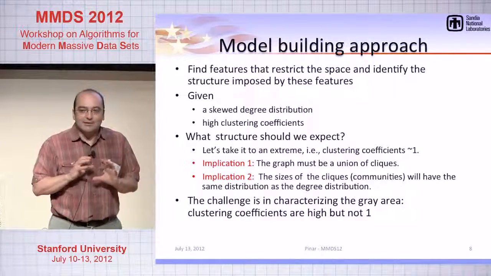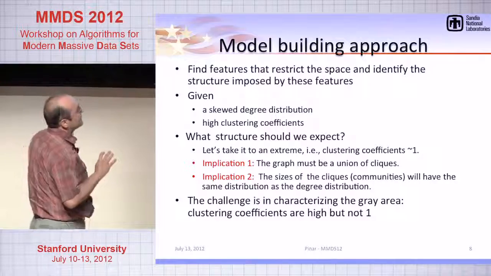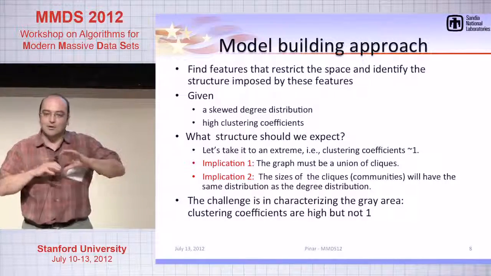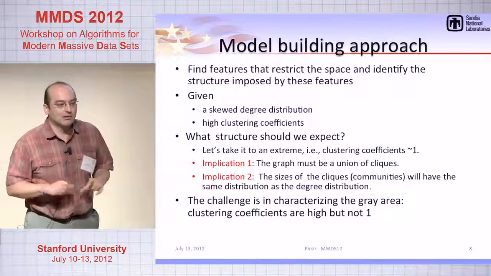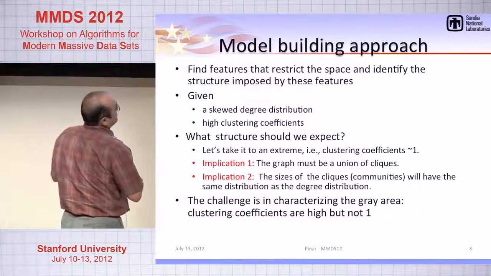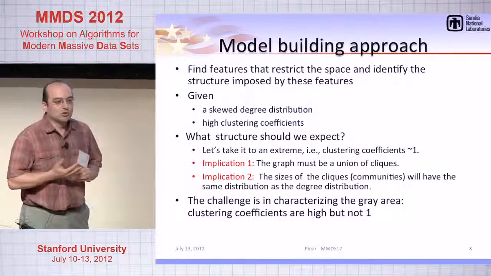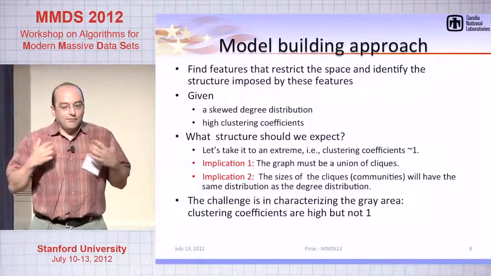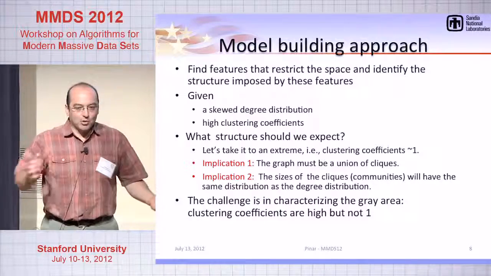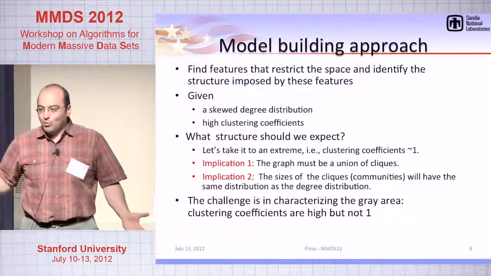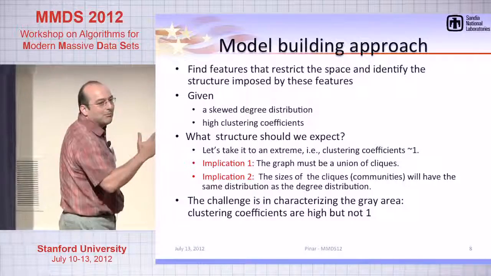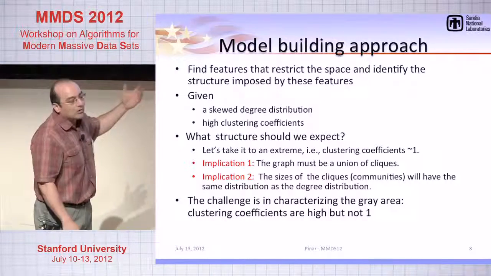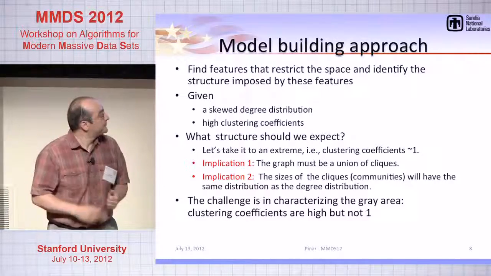Since the graph is still sparse, it's not a giant clique. It's a union of cliques. So really the graph should be a bunch of disconnected cliques. The second implication is that the size of the cliques should follow the same distribution as the degree distribution. Because if I'm in a clique, my degree is D, and that means there are D plus 1 vertices in that clique. And if you give me the degree distribution, your communities or cliques should follow the same distribution.